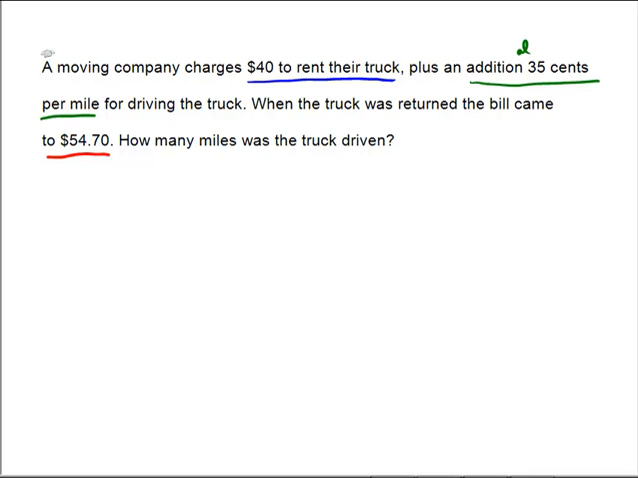Okay, so two things go into renting this truck. One is the base cost, which is apparently $40. Then there's additional cost per mile. How much additional per mile? 35 cents. So I'm going to go plus 0.35, and we'll put d here, d for distance, number of miles. So for us, d represents number of miles. I was just inspired by the word distance, which is what gave me the d. And that's going to be equal to a total amount of money, which is $54.70.